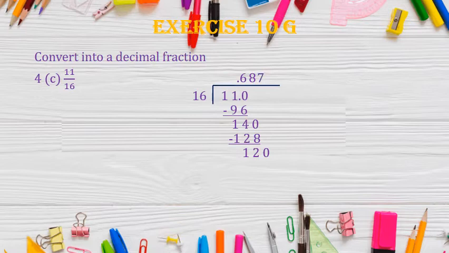Now we will add 0 to 12, and now it becomes 120, and 120 divided by 16. So 16 sevens are 112. So we will write 7 in the quotient and then subtract 112 from 120. We get 8 as remainder, and we will add 0 to 8, so it becomes 80, and now we divide 80 by 16. So 16 fives are 80. So we will write 5 in the quotient, and 80 subtracted from 80 gives 0 as remainder. So 11 by 16 is equal to 0.6875.